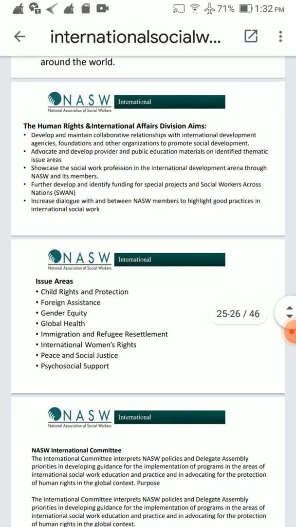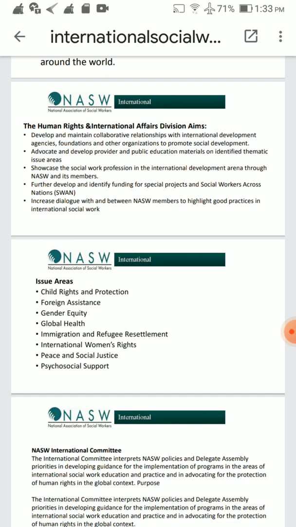Another, in the Human Rights and International Affairs Division, the aims in international social work. Number one, develop and maintain collaborative relationships with international development agencies, foundations, and other organizations to promote social development. Another, advocate and develop provider and public education materials on identified thematic issue areas, which are the different localizations in that certain country. Showcase the social work profession in the international development arena through NASW and its members. NASW is the National Association of Social Workers.